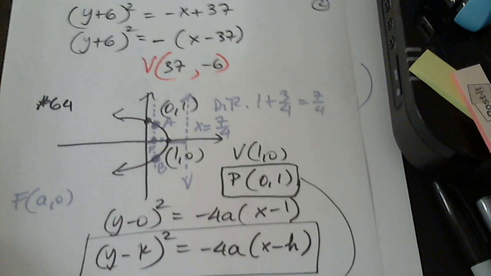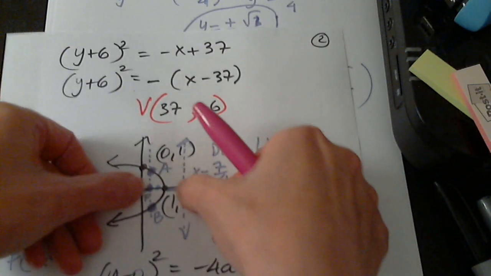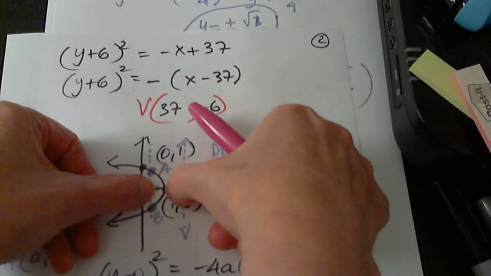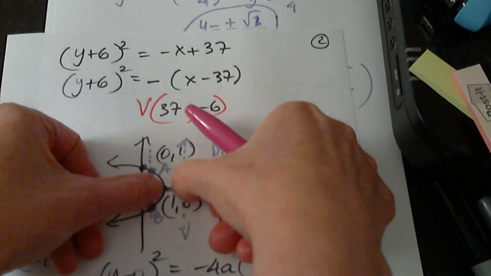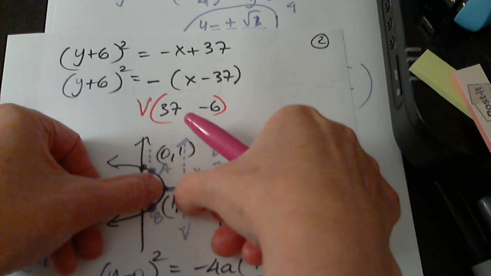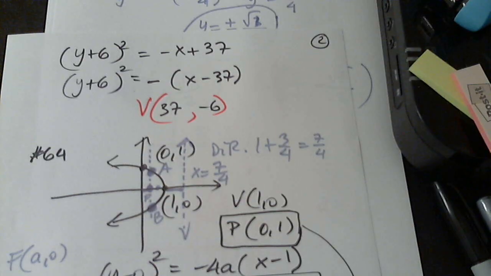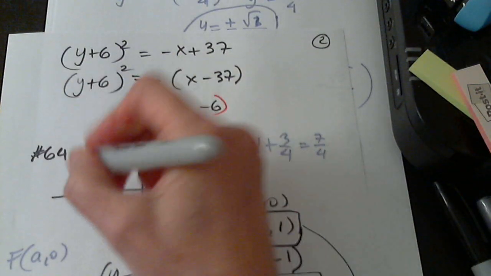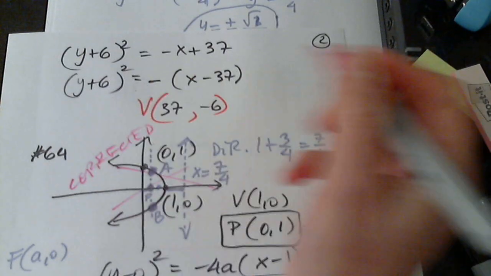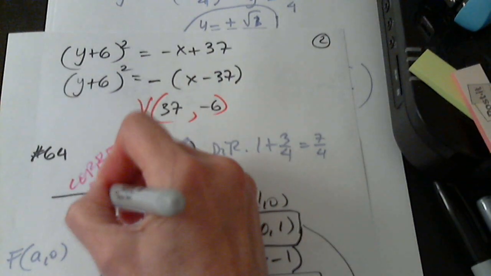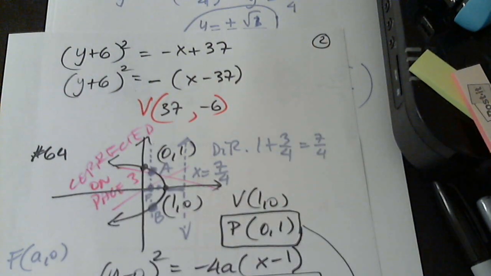Yes. So A is 1/4, which means it is the distance between the vertex and the focus, and also the distance between the vertex and the directrix. So I'm just going to say corrected on page 3. Good point. Thank you so much.